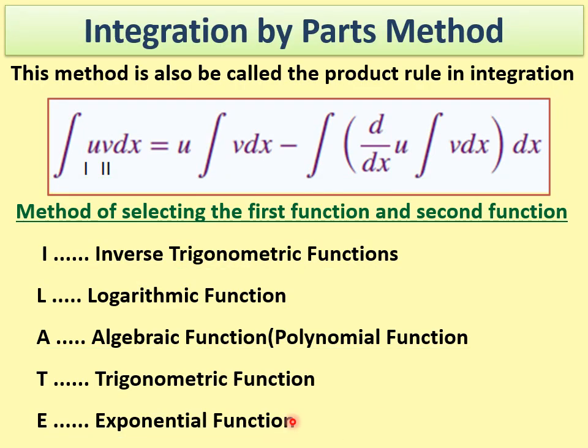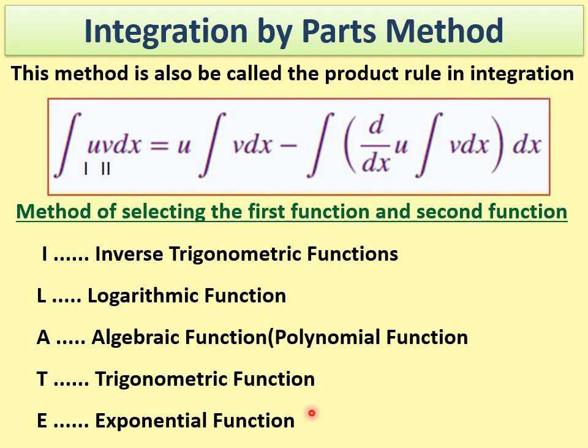Next is integration by parts. Integration by parts is the method which is applied when we have two functions in product form. In the two functions, we divide them into first function and second function. There is a rule for choosing the first function. That rule is called the ILATE rule. In the ILATE rule, I means the inverse trigonometric function, L means logarithmic function, A means algebraic or polynomial function, T means trigonometric function, and E means exponential function.